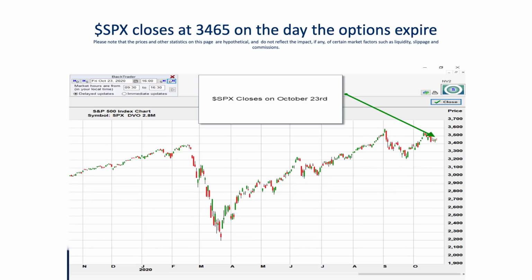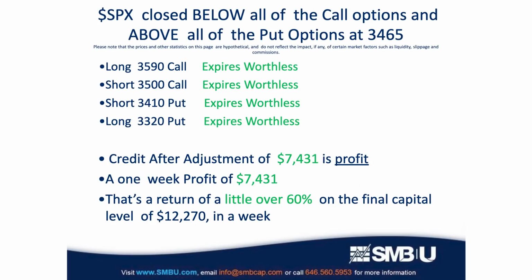And you can see that the SPX closes at 34.65 on that final day for trading of these options. And so on options expiration day, your broker will assign a final value to each of the options that are expiring. So let's analyze how that played out. Well, focusing on the calls, you can see that both the 3,500 and the 3,590 calls are well above where the market closed. And those, of course, have no value unless the market closes above them. So they have no value at all upon expiration, and they just expire worthless.